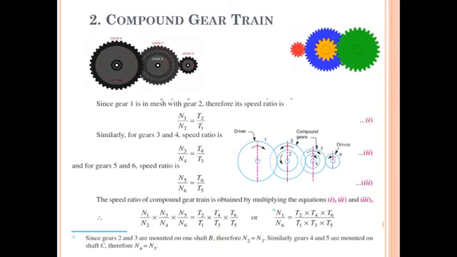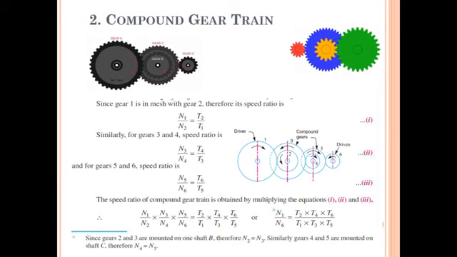Therefore, find the velocity ratios between each meshing gear. Then the total velocity ratio for this gear train can be found by multiplying these velocity ratios: N1 upon N2 into N3 upon N4 into N5 upon N6, which in terms of teeth you can write. Now cancel out the velocities for gears 2 and 3 because these are mounted on the same shaft. These will have the same velocity, so N2 and N3 will get cancelled. Gears 4 and 5 are mounted on the same shaft, therefore N4 and N5 will also get cancelled.